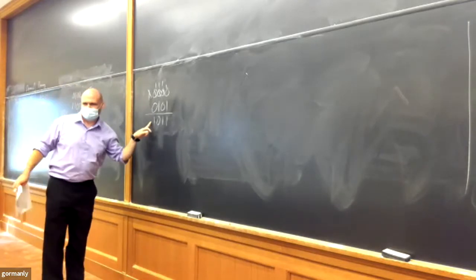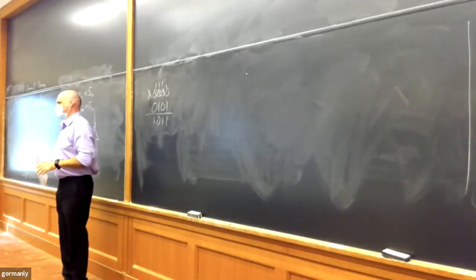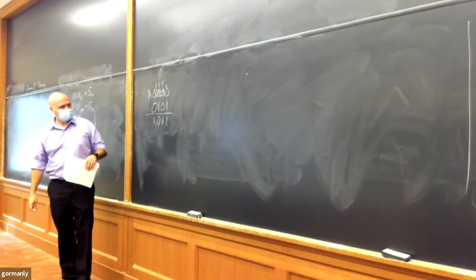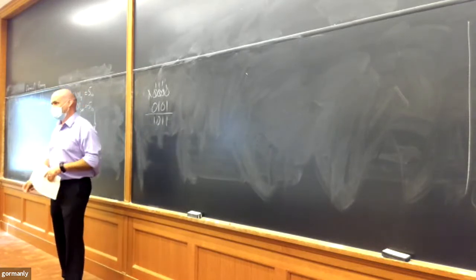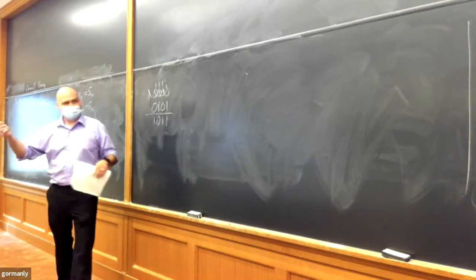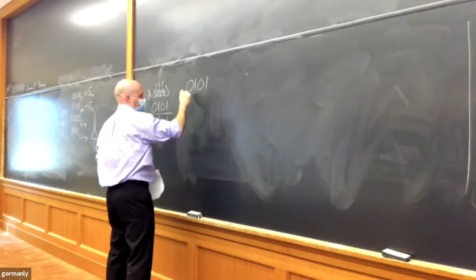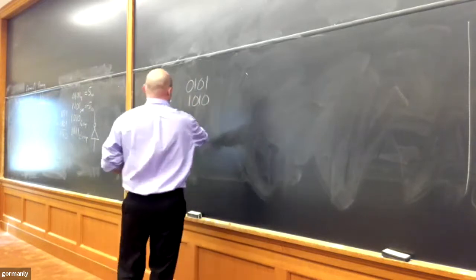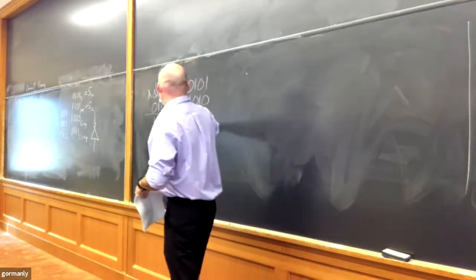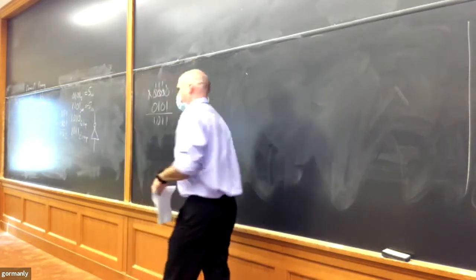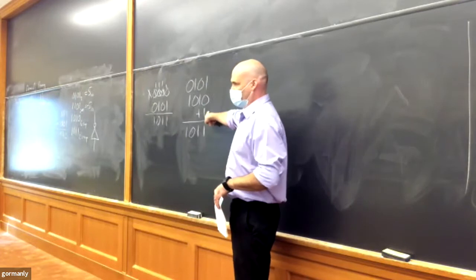Anyone see perhaps an easier way to do this? Yeah, it's the same thing as ones comp plus one. Correct. So easier for us, easier for the computer, is I can still flip it. So here's five. There's ones comp. I'm adding one. I have twos comp. Why did this work?